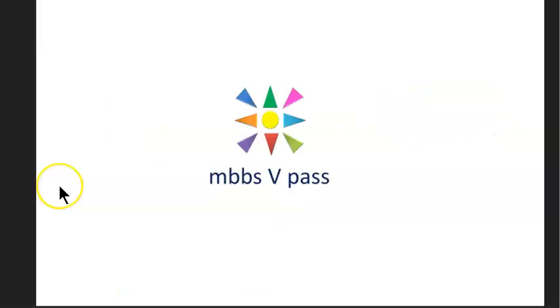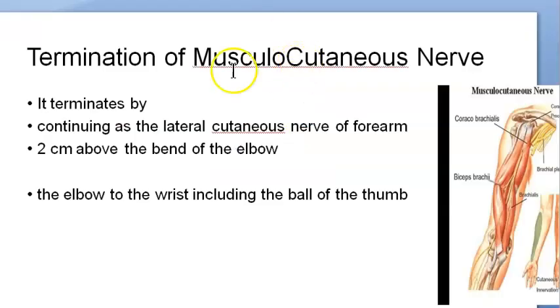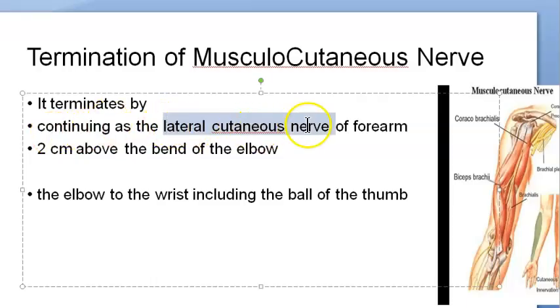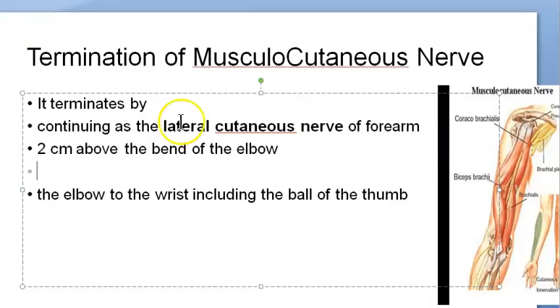Another half mark if you have to get in the exam, you have to write the heading as termination. Termination of musculocutaneous nerve, and you have to say that it terminates by continuing as the lateral cutaneous nerve of the forearm. This is very important. This is the termination.